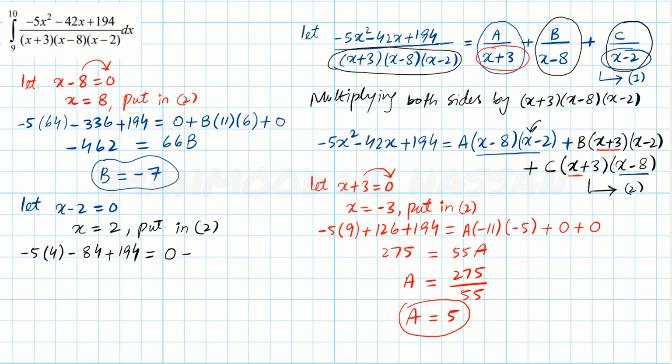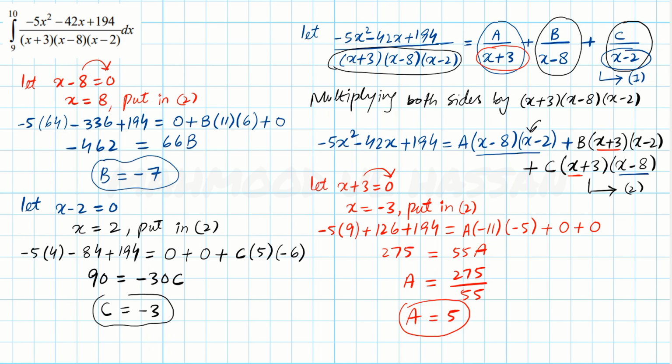So the first term is 0, similarly the second term would be 0, so we have to put in the third term, so that is c into 2 plus 3 is 5, and 2 minus 8 is minus 6. Okay, so when we are simplifying the left hand side, that is 194 minus 84, then minus 20, that is 90. So 90 is equal to negative 30 times c. When we divide each side by negative 30, the value of c becomes negative 3.